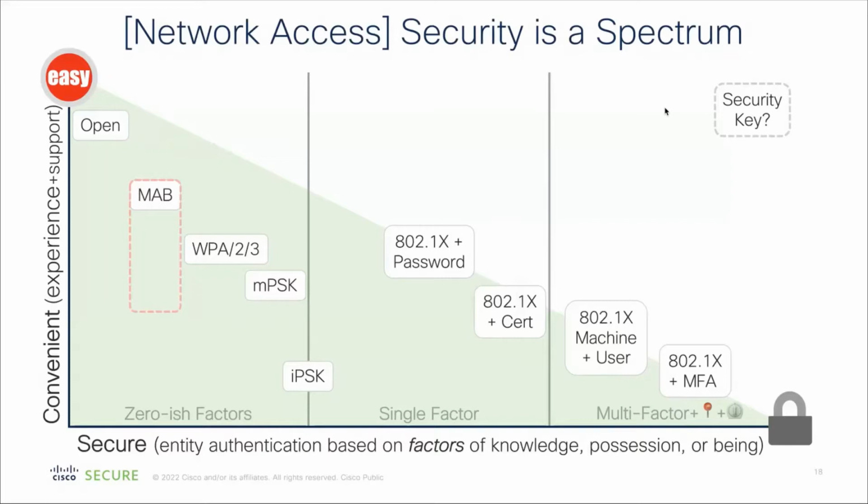And then as we move into the far right side, where it starts to get much stronger but more difficult, is 802.1x machine plus user authentication. So now what we're doing is something that we call EAP chaining. And we're taking both a user credential and a machine credential, submitting those at the same time, and ISE is authenticating those together. And then there's also the ability to do 802.1x with MFA or multi-factor authentication.